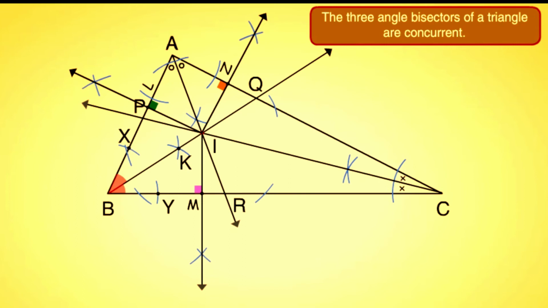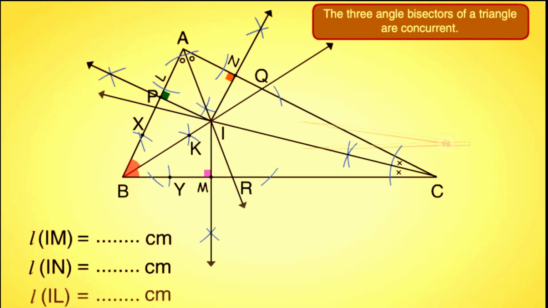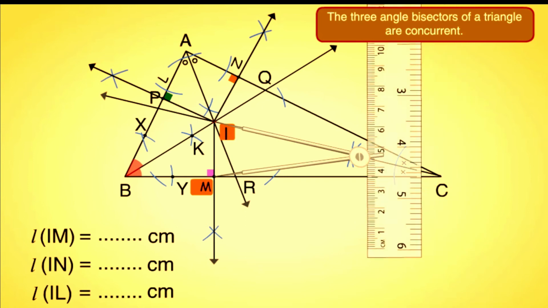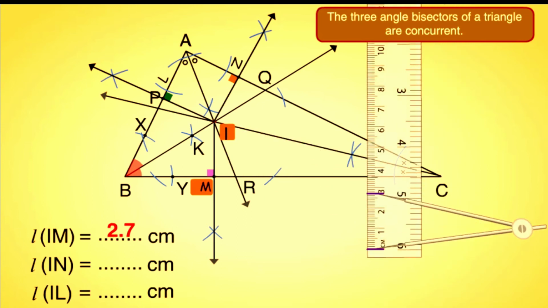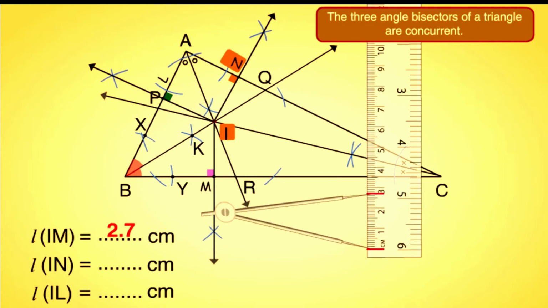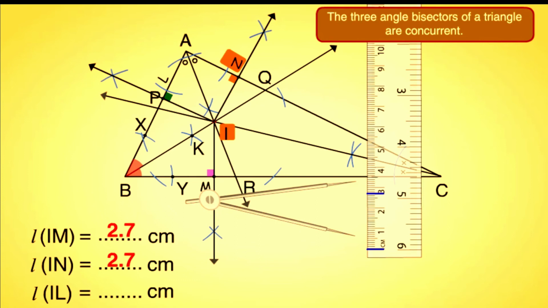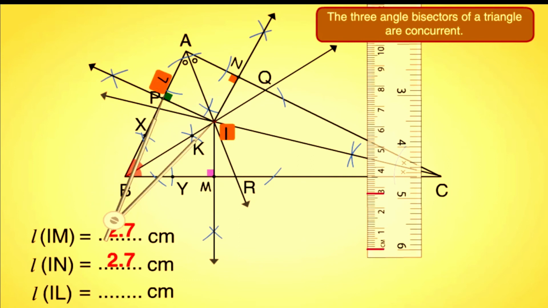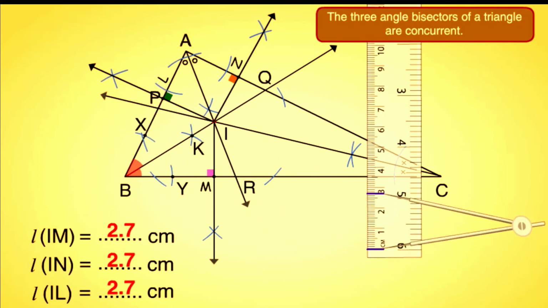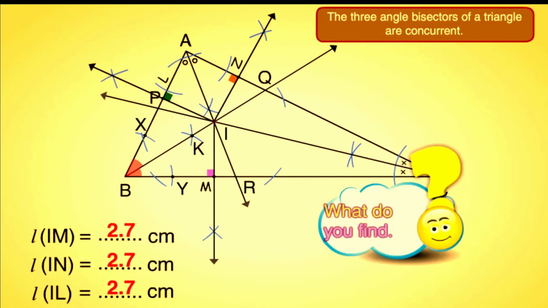Then we have to measure the length IM. Take the ruler and the divider. We measure it, that is 2.7 centimeter. Then measure the length IN, that is 2.7 centimeter. Then measure the length IL, that is also 2.7 centimeter.